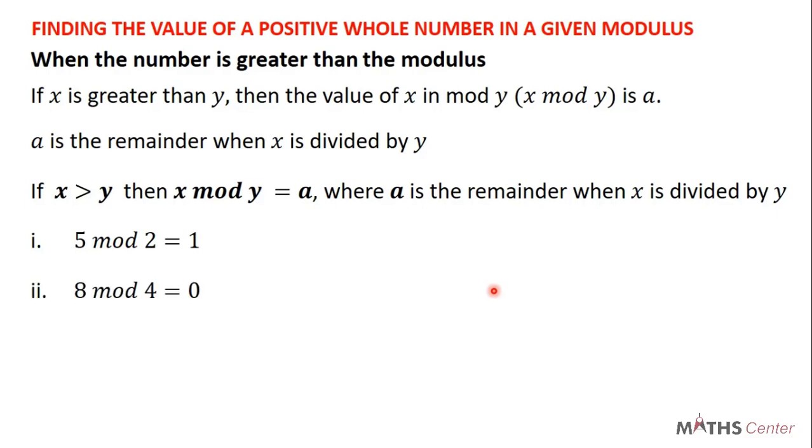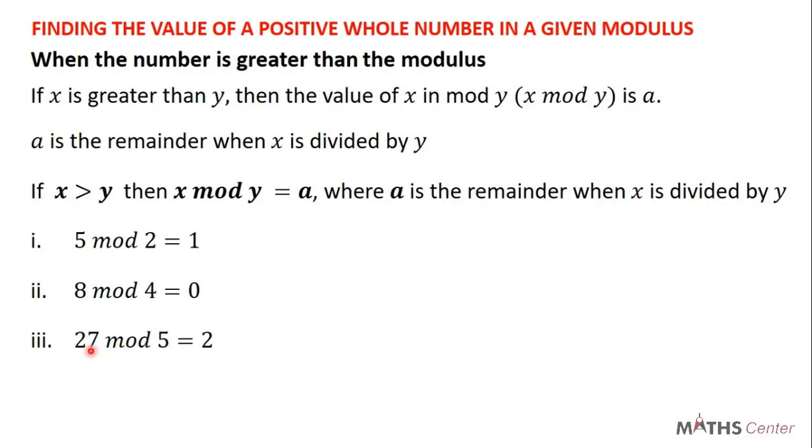Another example is 8 mod 4. 8 mod 4 is equal to 0. We have learnt that if the number is greater than the modulus, then the value of that number in the modulus is the remainder when we divide the number by the modulus. So here, to find the value of 8 in mod 4, we will divide 8 by 4. 8 divided by 4 will give us 2 remainder 0. The value of 8 mod 4 is the remainder when we divide 8 by 4. When we divide 8 by 4, we get a remainder of 0. So 8 mod 4 is equal to 0.